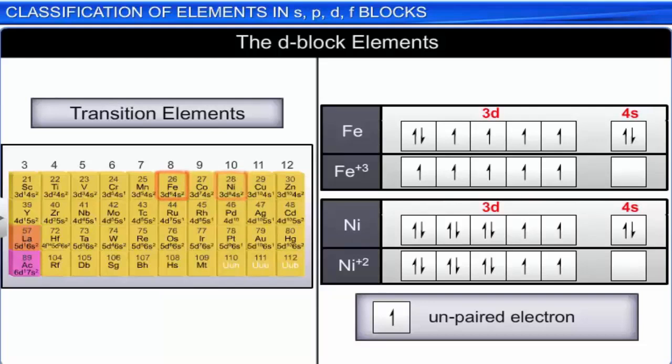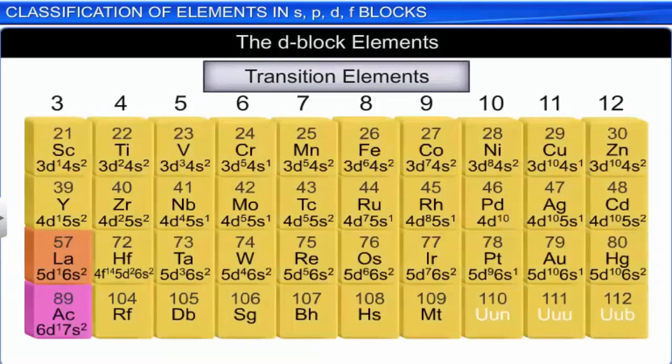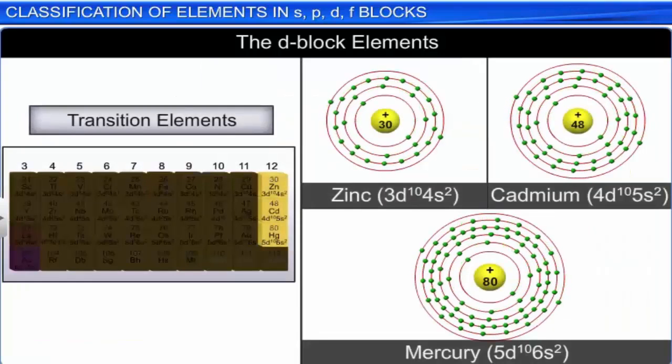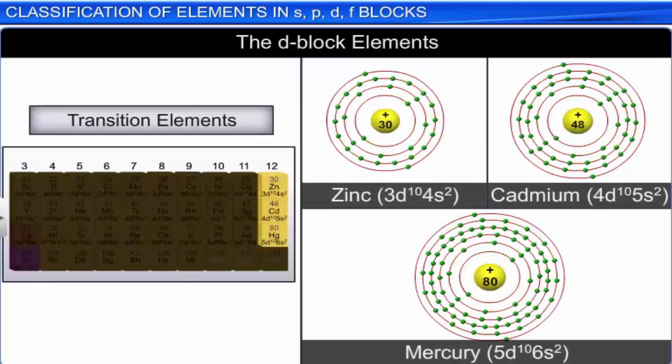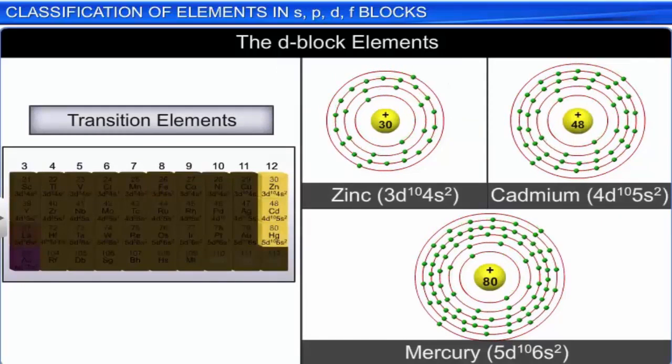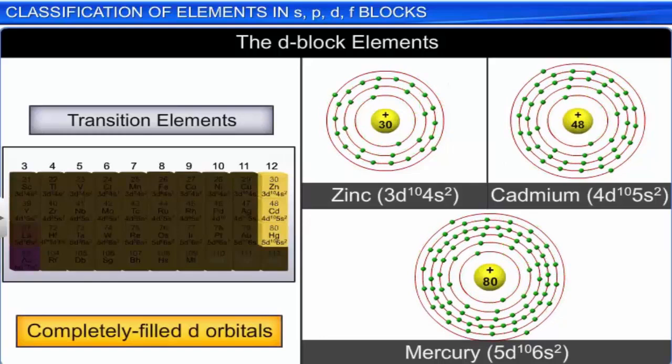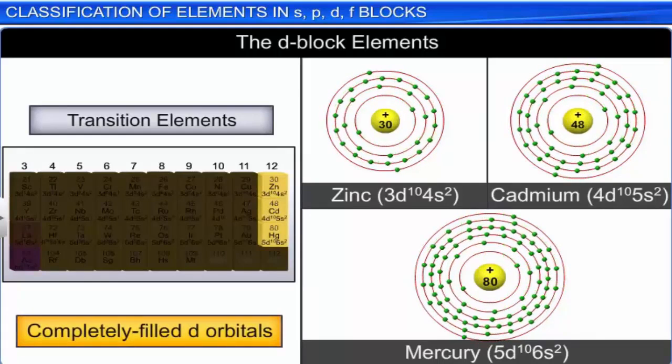It is important to note that zinc, cadmium and mercury are not considered as transition elements, as they do not share the usual characteristics of transition metals. This happens because, unlike other transition elements, these elements have completely filled d orbitals with electronic configuration of (n-1)d10 ns2.